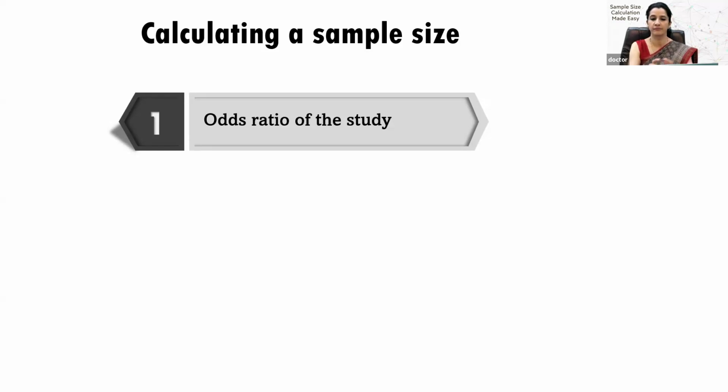Let me see the chat. Okay, weak. So now generally, if there is a weak association, will the sample size be more or less? Dr. Ramesh is saying more than 2 is strong. So the closer the odds ratio is to 1, the higher the sample size requirement will be.